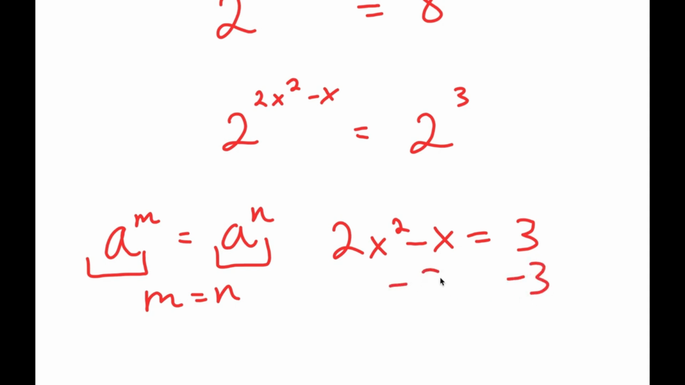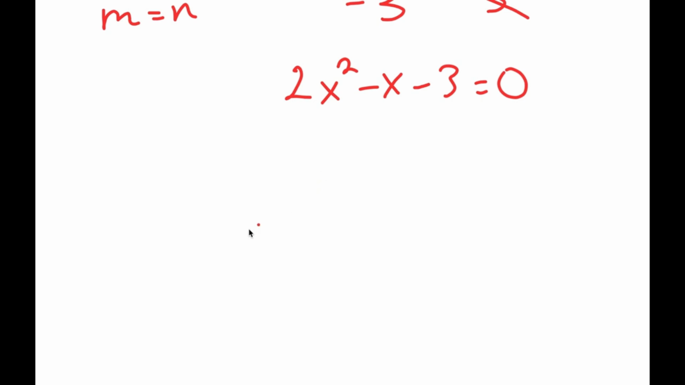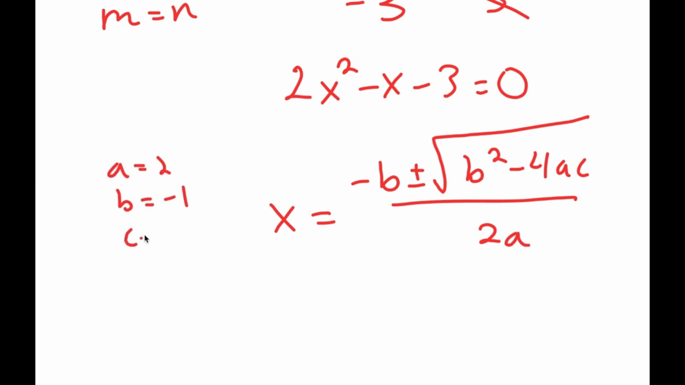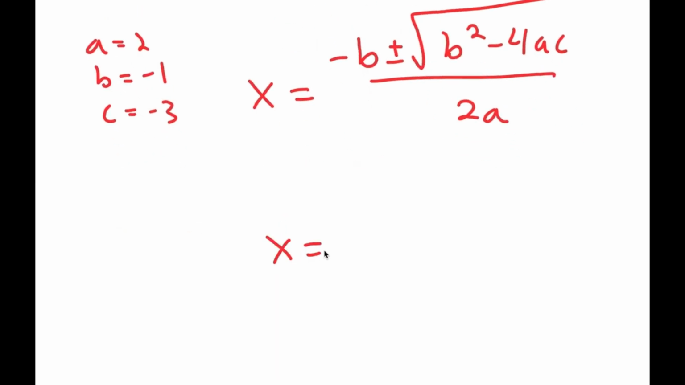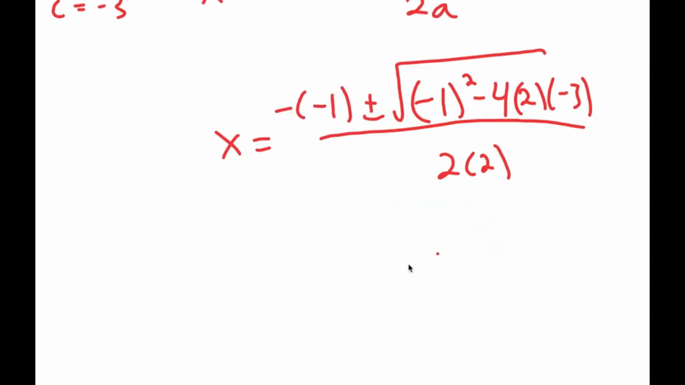And if I subtract 3 on both sides, I get x squared minus x minus 3 is equal to 0. So now to solve this, I'm going to use the quadratic formula, which is negative b plus or minus the square root of b squared minus 4ac all over 2a. So in this case, a is 2, b is negative 1, and c is negative 3. So I get x is equal to negative of negative 1 plus or minus the square root of negative 1 squared minus 4 times a, which is 2, times c, which is negative 3. And I have this all over 2a, so 2 times 2.